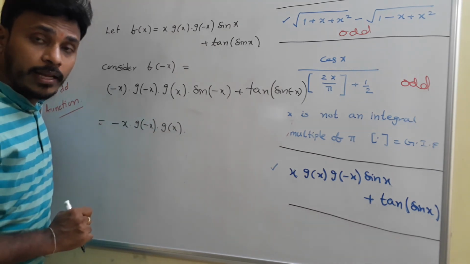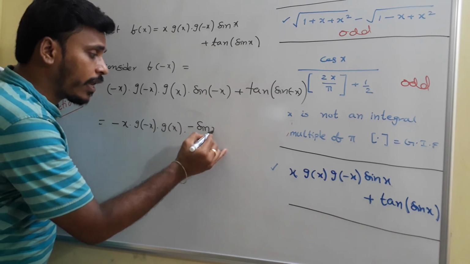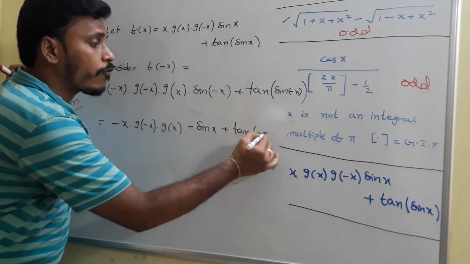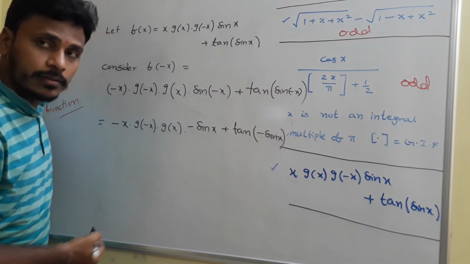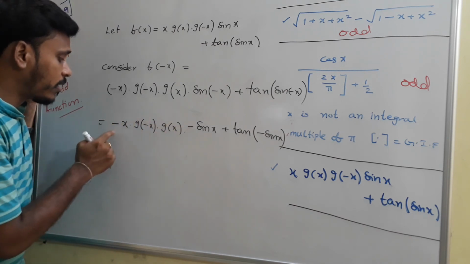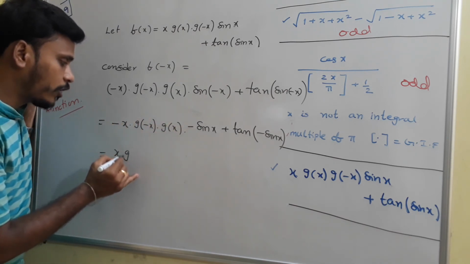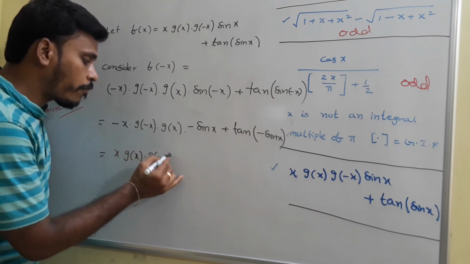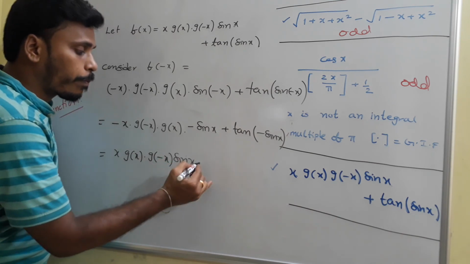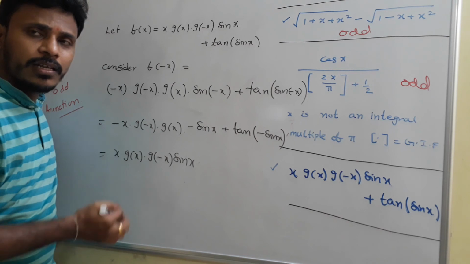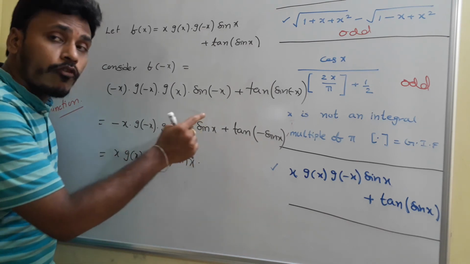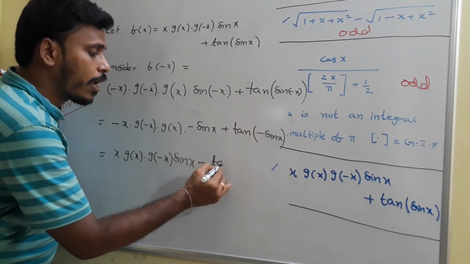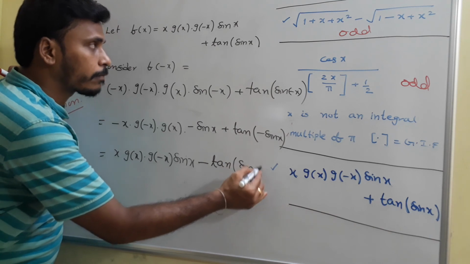What do you say about sine of minus x? Sine of minus x is minus sine x, right? Plus tan of, again sine of minus x is minus sine x. In the next step, this minus and this minus will become plus. So x into g of minus x into g of x is nothing but g of x into g of minus x into sine x plus tan of minus sine x. See, tan of minus theta is minus tan theta, and that's why this tan of minus sine x can be written as minus tan of sine x.